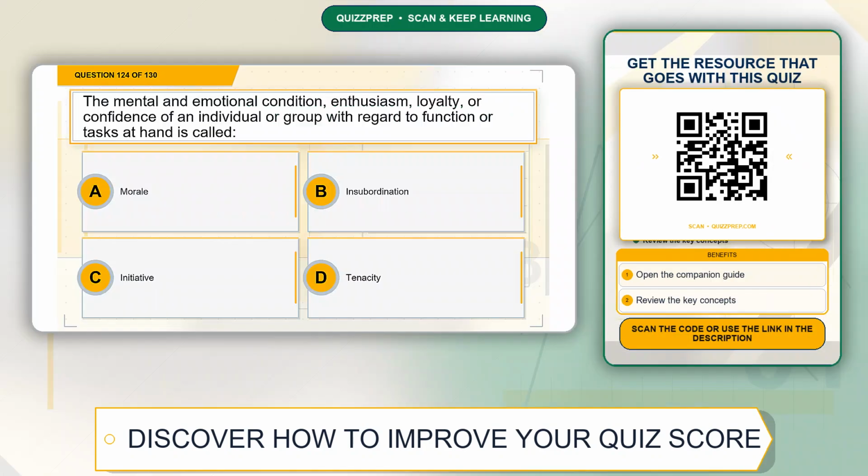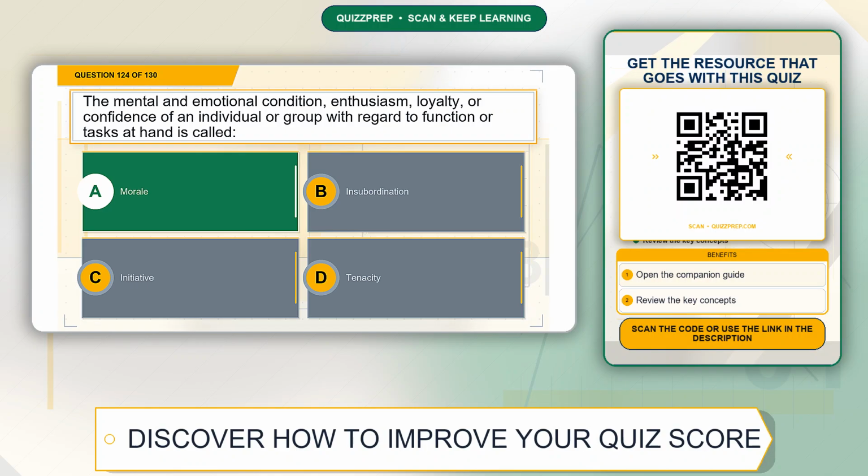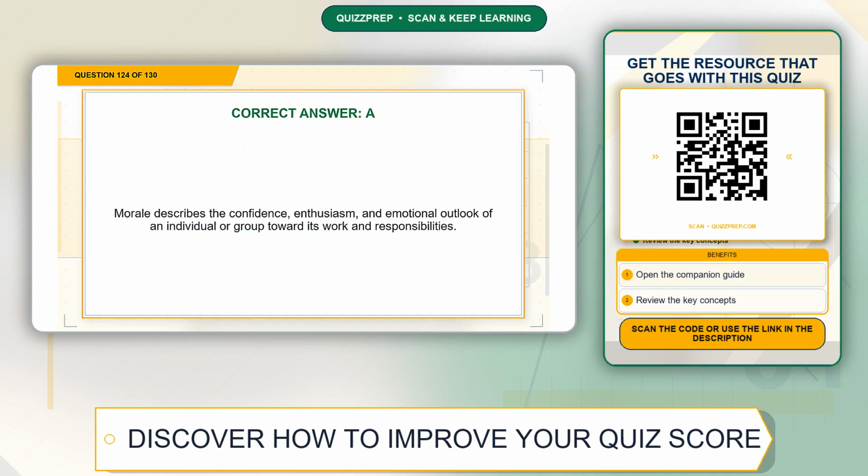Question 124. The mental and emotional condition, enthusiasm, loyalty, or confidence of an individual or group with regard to function or tasks at hand is called: Option A, morale. Option B, insubordination. Option C, initiative. Option D, tenacity. The correct answer is Option A, morale. Explanation. Morale describes the confidence, enthusiasm, and emotional outlook of an individual or group toward its work and responsibilities.